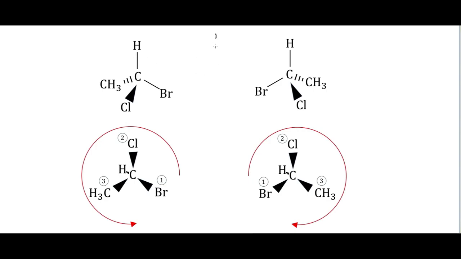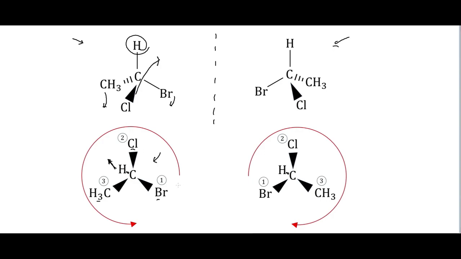If we put a mirror right there, this one is the mirror image of this one. What you want to do is rotate these around in space so that you get the lowest priority, which if you have a hydrogen is your hydrogen, pointing back into the screen. So if we rotate this around, we're flipping this chlorine up here, rotating this down here, so that we end up with it looking like this. This has the hydrogen pointing into the screen, and all these three things are somewhat pointing out of the screen.